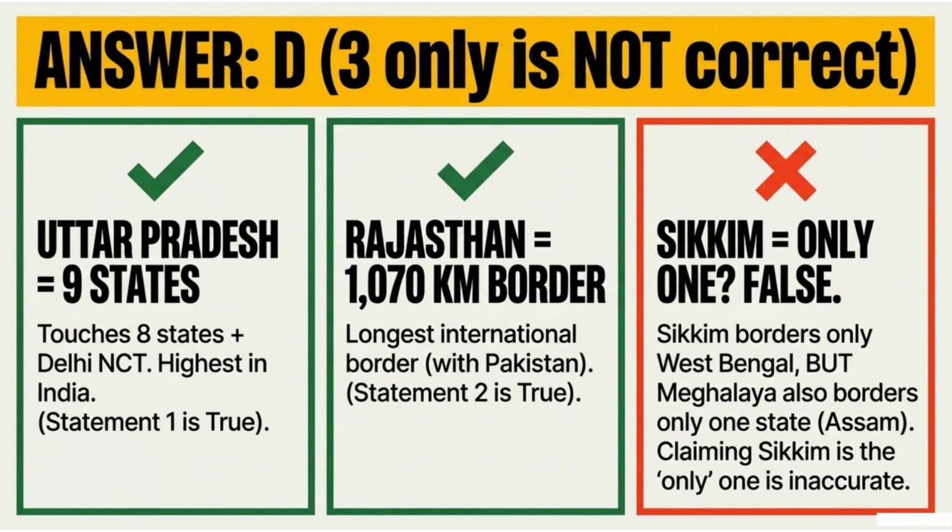The question asks which statement is not correct. Statements 1 and 2 are both correct. Uttar Pradesh borders 9 states: Uttarakhand, Himachal Pradesh, Haryana, Rajasthan, Madhya Pradesh, Chhattisgarh, Jharkhand, Bihar, and also touches the Delhi NCT boundary, making it the state with the highest number of neighbouring states. Statement 1 is correct. Rajasthan has the longest international border with Pakistan among all Indian states, at approximately 1070 kilometers. Statement 2 is correct. Statement 3 is the one that is not correct.